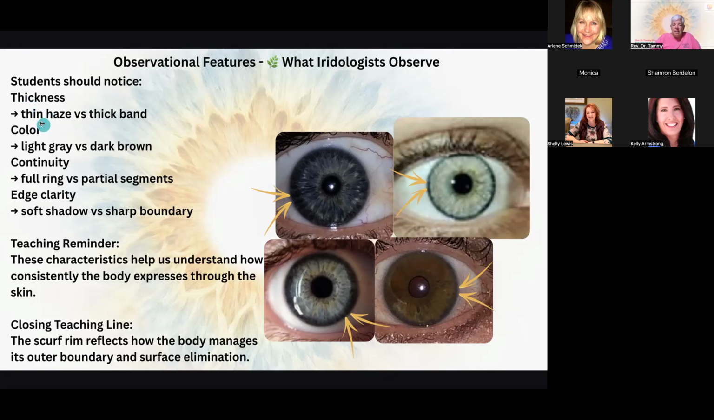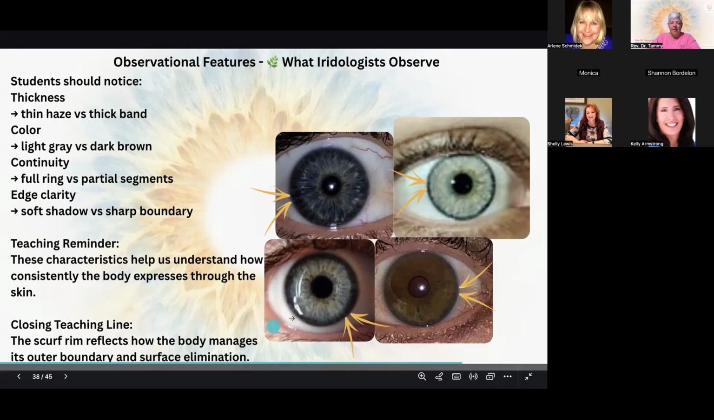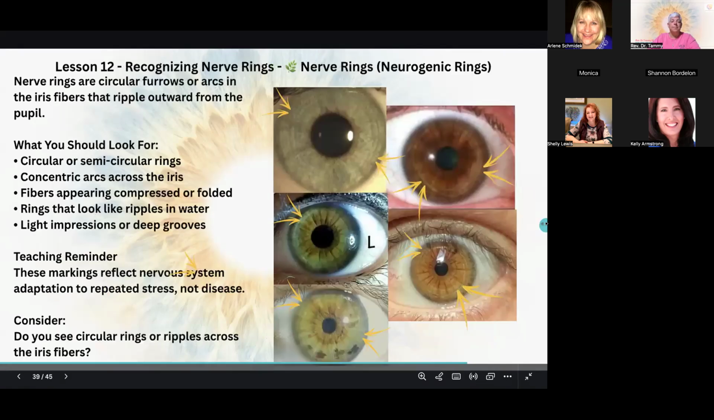Observational features, what iridologists observe. You should notice thickness, thin haze or thick band; color, light gray versus dark brown; continuity, full ring versus partial segments; edge clarity, soft shadow versus sharp boundary. These are characteristics that help understand how consistently the body expresses through the skin. These people are not expressing very well. The scurf rim reflects how the body manages the outer boundary and surface elimination. So again, we're thinking about boundaries. These people have got really big boundaries or big walls up.